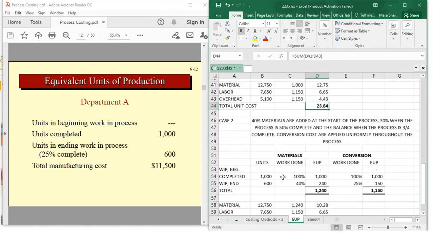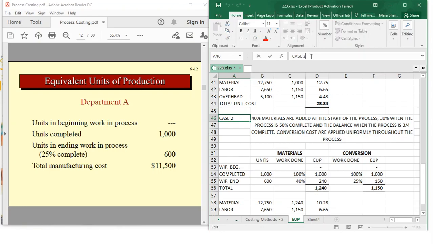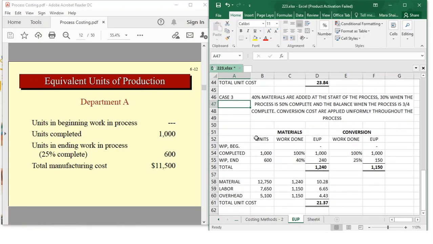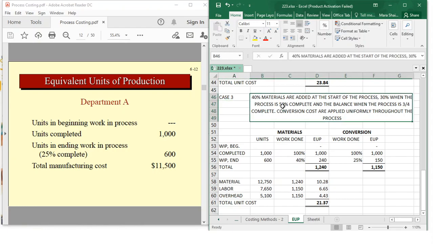Now, let's go to case 3. Sa case 3, kani is medyo mas daghan na siya. Kay atong materials is added in certain levels na. So, here, 40% of the materials are added at the start of the process. So, basta masugdan nimo na siya, i-add diretso ang 40% of the materials.